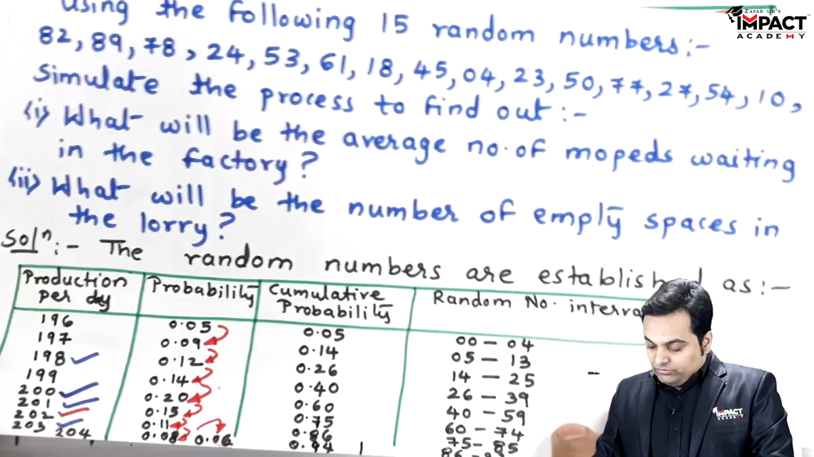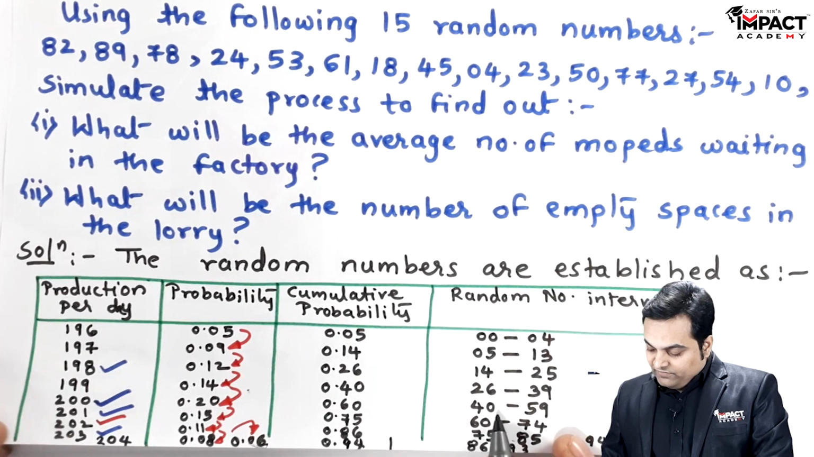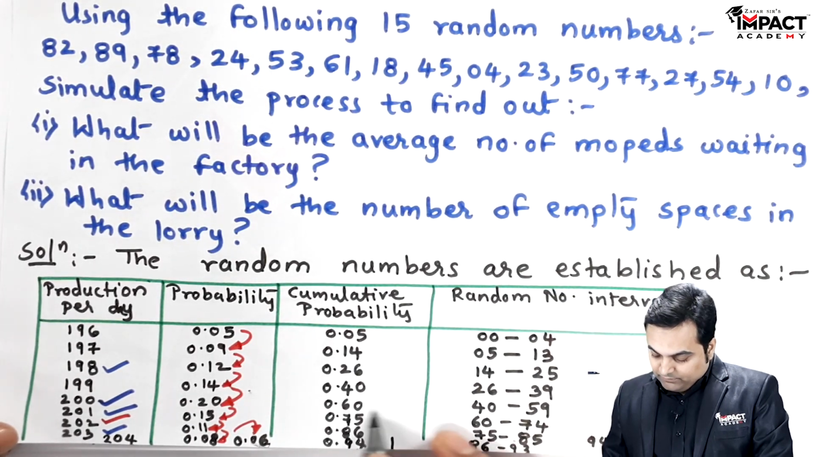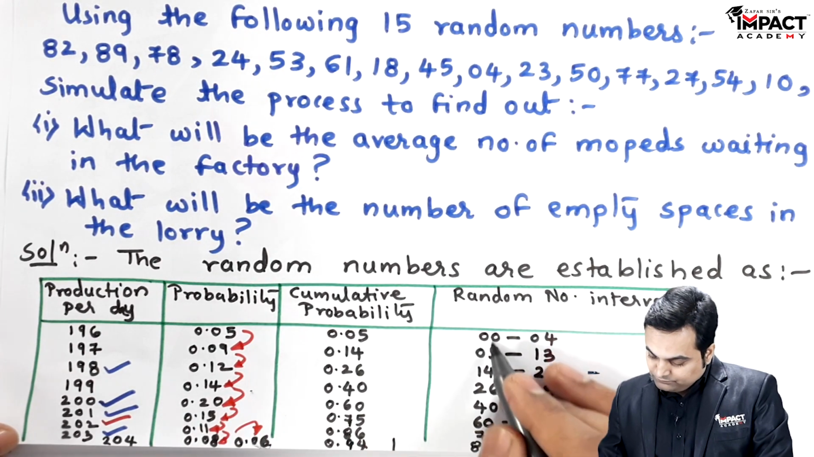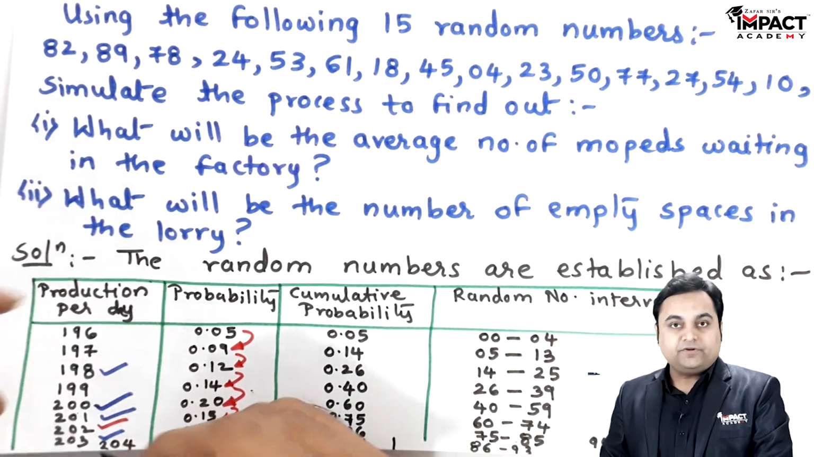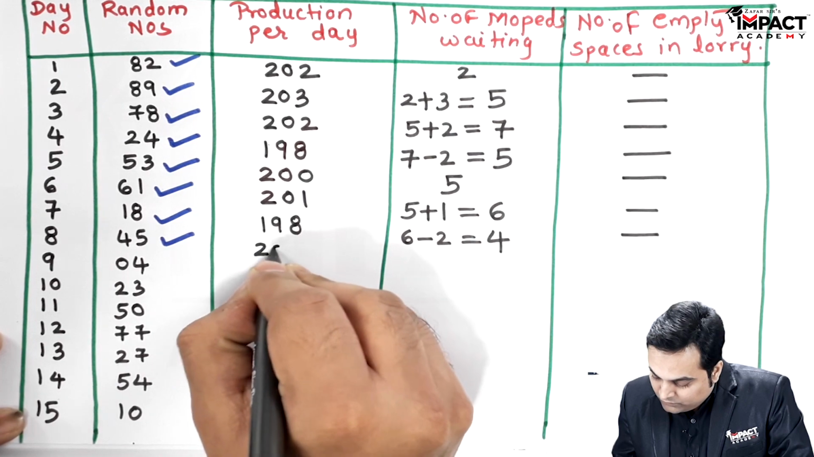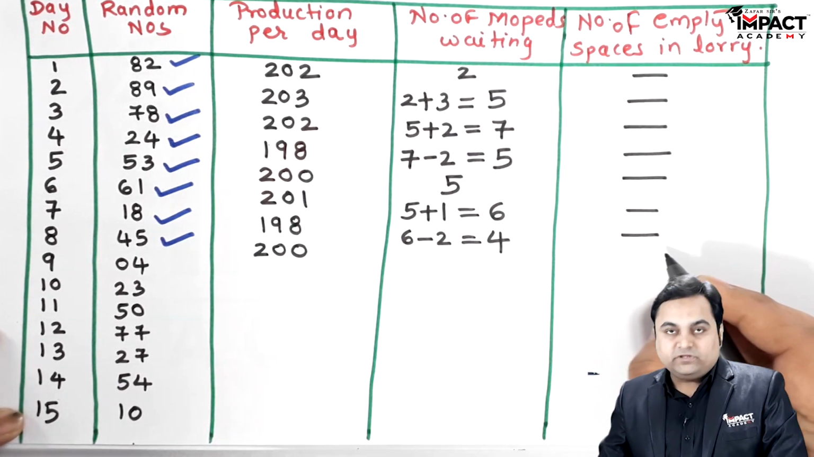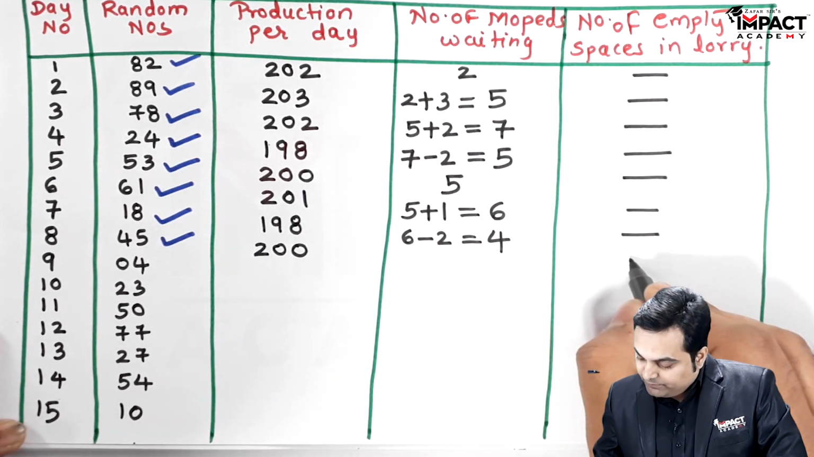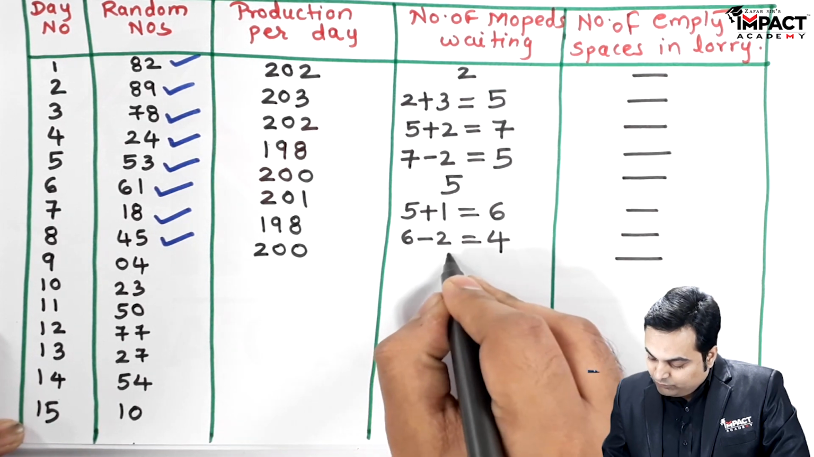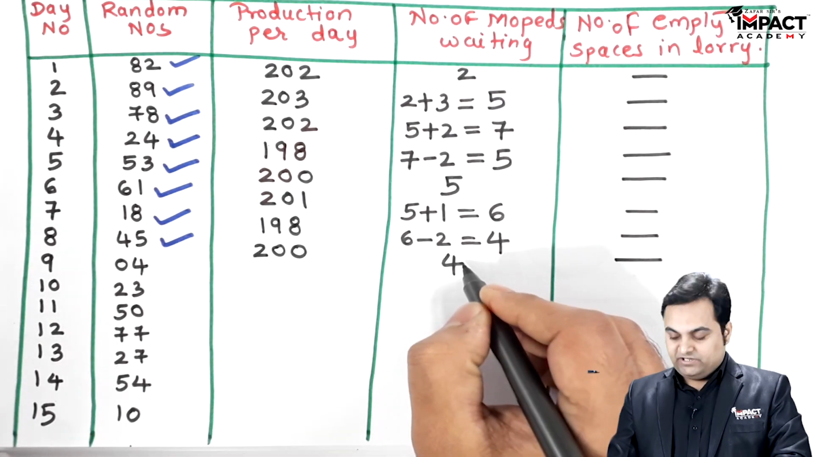Next, the next random number is 45. So again go into the random number interval and see 45 is in the range of 40 to 59, where the number of mopeds were 200. So exact 200 have been manufactured. So all 200 mopeds would directly go into the lorry. So again there are no empty spaces left, and these 4 mopeds are still waiting.